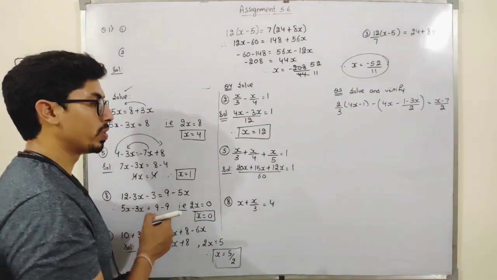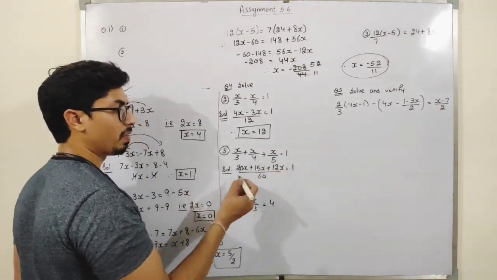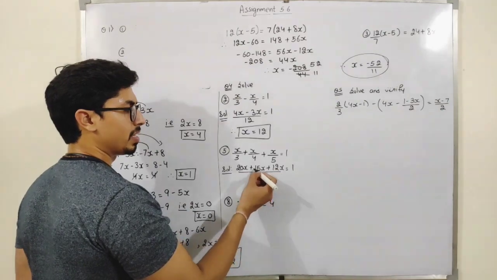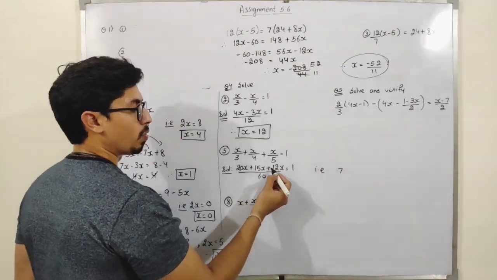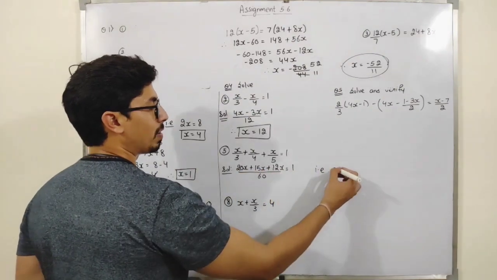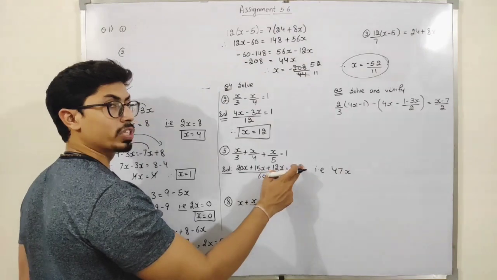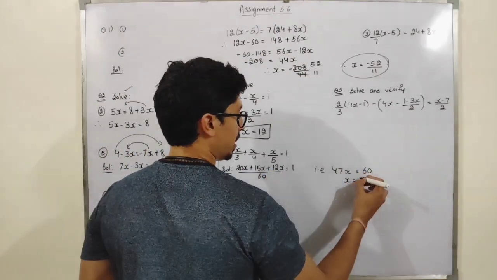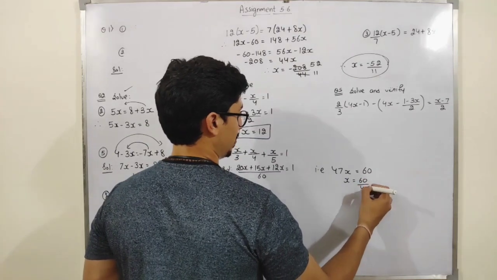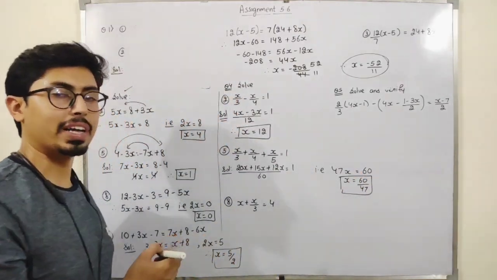Okay. Now students, see, if I just add them, what will it be? 20, 15, 12 adds up to 47, so it will be 47x. 60 is in division. When it goes, it will be multiplication. Therefore, x will be 60 divided by 47. This is our required answer.